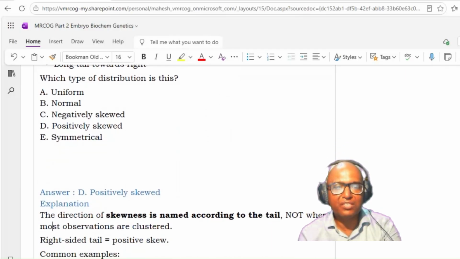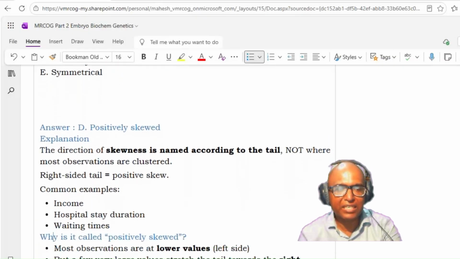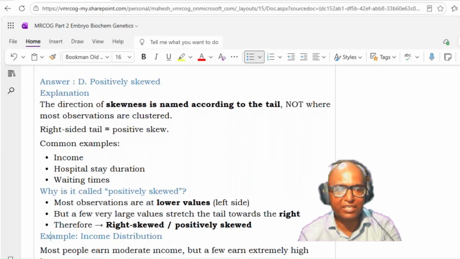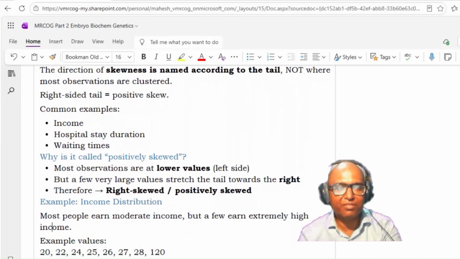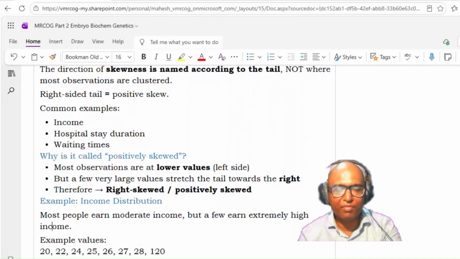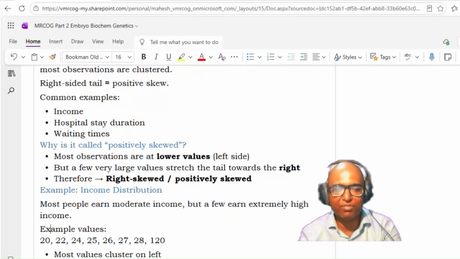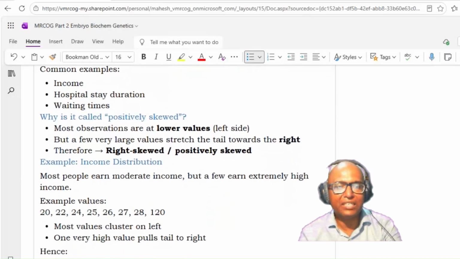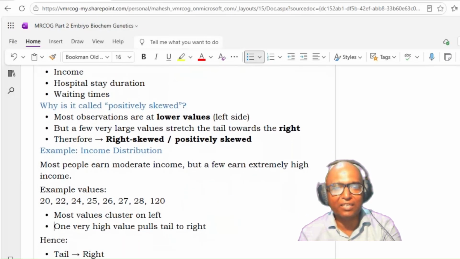The direction of skewness is named according to the tail, not where the most observations are clustered. So a right-sided tail is a positive skew. Common examples are income, hospital stay duration, waiting times, etc. Most observations are at lower values on the left side, but very large values stretch the tail towards the right. Therefore, it is right skewed or positively skewed. Example is the income distribution. Most people earn moderate income, but a few will earn extremely high income.